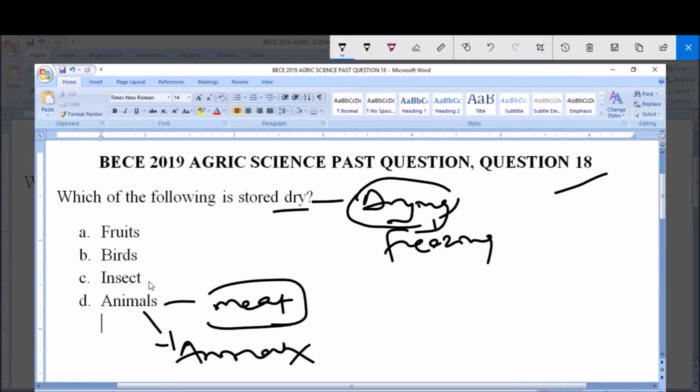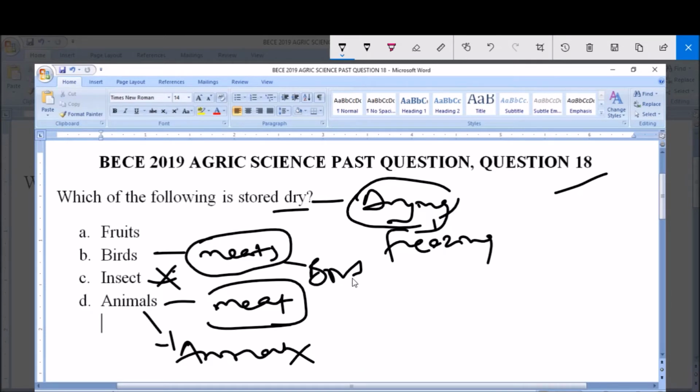C also says insects. Insects is automatically wrong. Then B says birds. Also, meat obtained from birds can be stored by drying. But the options did not say meat. The option says birds. And for us to be critical in our analysis, we can't go for birds because it is too ambiguous.